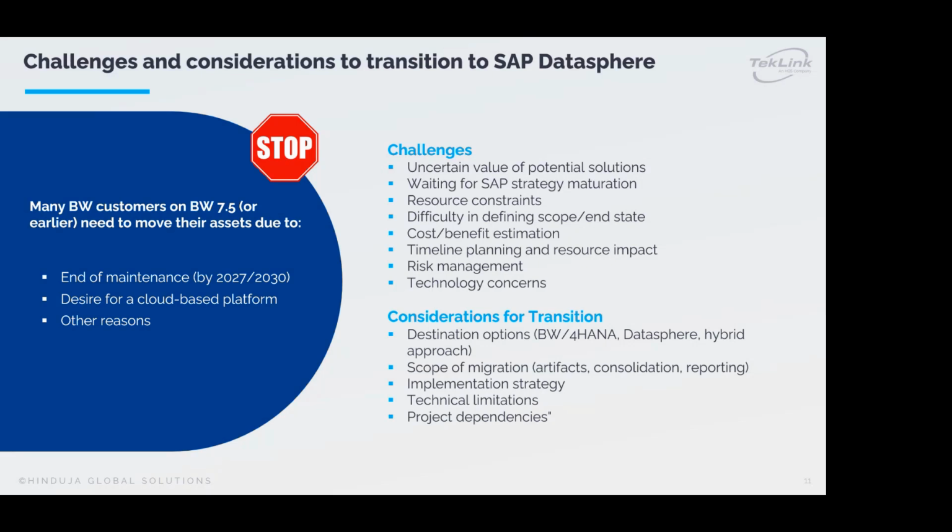Then some of the considerations for the transition: it is important to consider the definition of the destination options. Like, are you thinking about a BW for HANA journey, or DataSphere, or a hybrid approach? Nothing wrong or right. It depends on what your current footprint is, how you want to scope it, and how you want to migrate. So scope for migration includes some of the artifact consolidation, reporting, implementation strategy, and some of the technical limitations you need to consider. Can you go to the next slide, please?